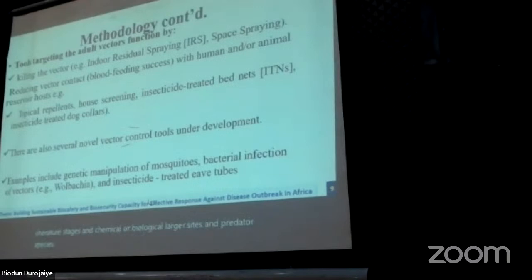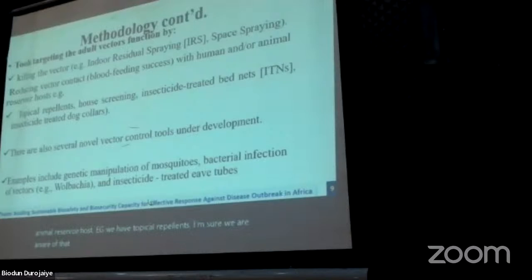What of the tools targeting the adult vectors? They function by killing the vector, for example indoor residual spraying, commonly known as IRS, and space spraying. Others reduce vector contact, that is, the success of blood feeding from the insect on humans and or animal reservoir hosts. For example, we have topical repellents. I'm sure we are aware of that.